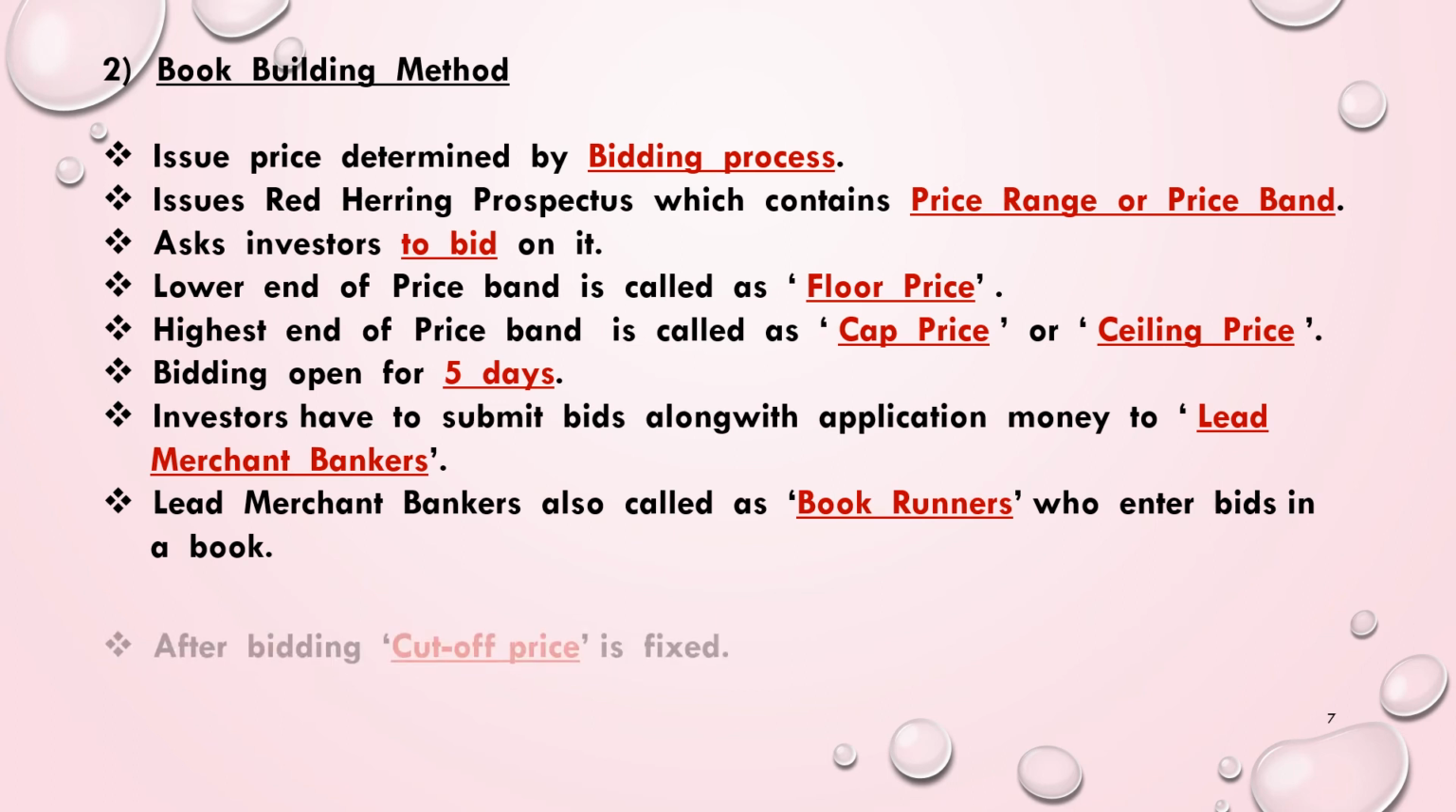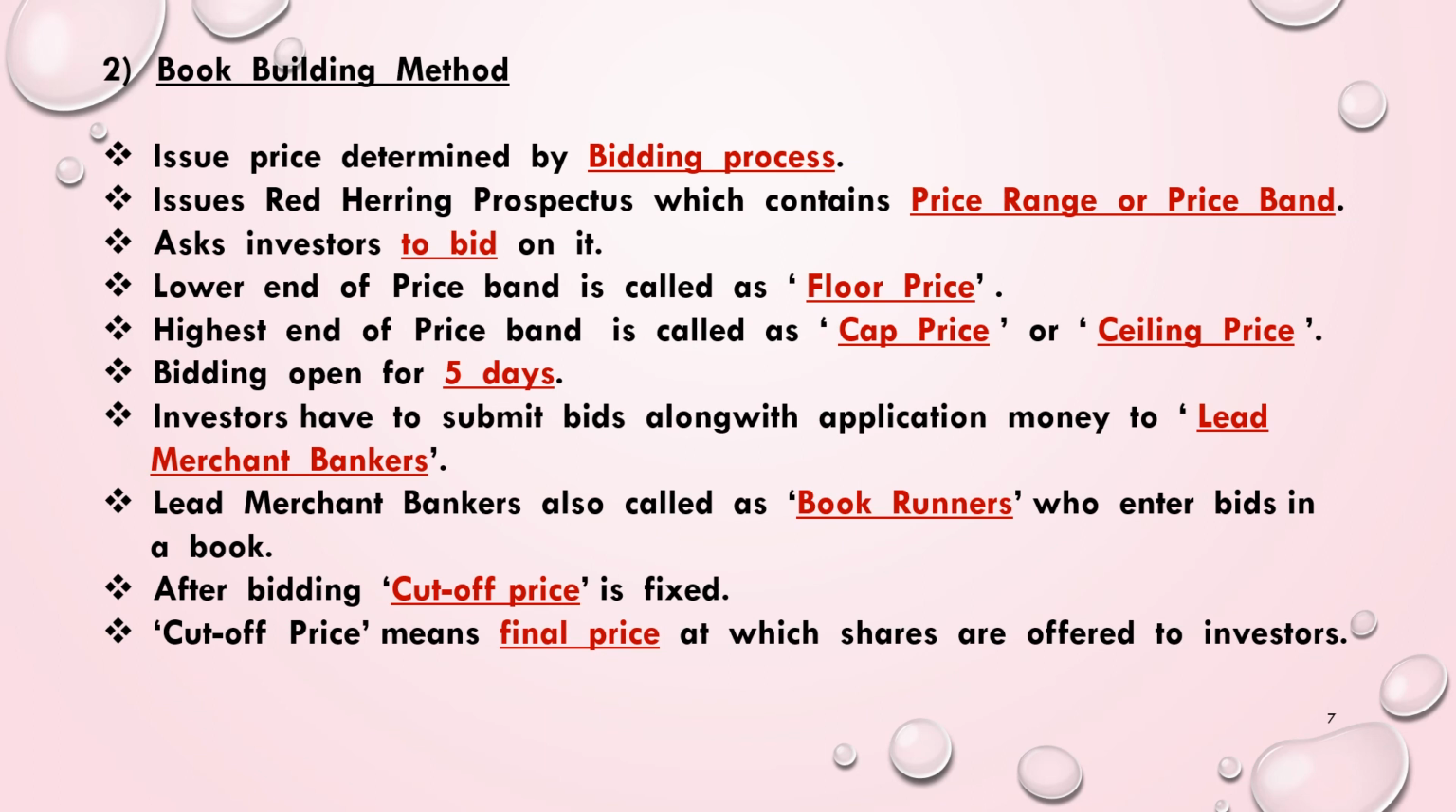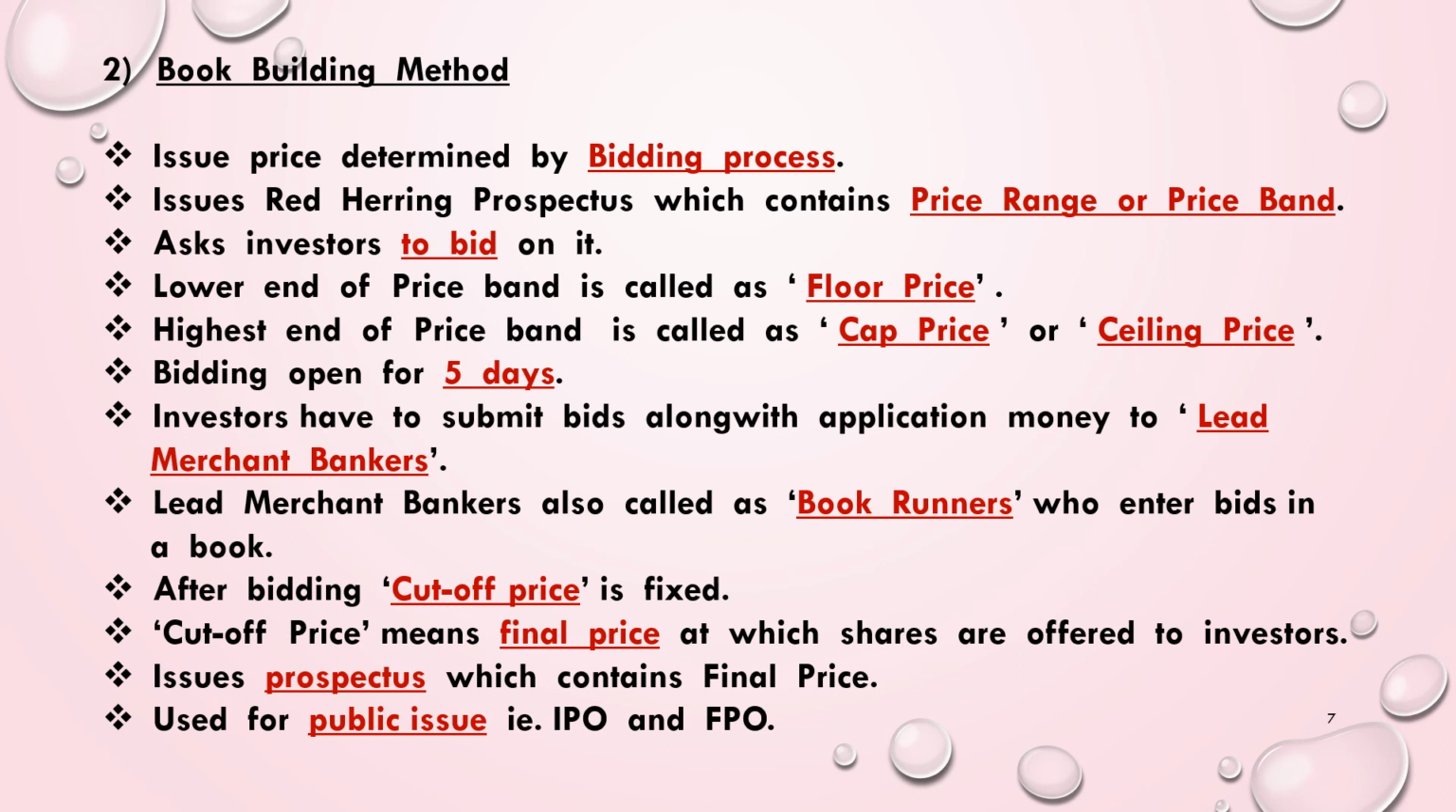Once the bidding is over, the company fixes the cutoff price. Cutoff price is the final price at which the shares are finally offered to the investors. Lastly, the company issues a prospectus which contains the final price of shares. The book building method can be used for public issues, that is IPO, which is called initial public offer, and even FPO, which is called further public offer.